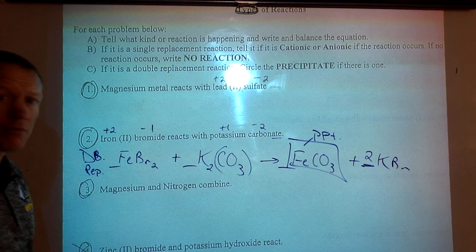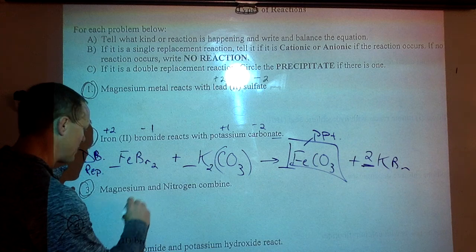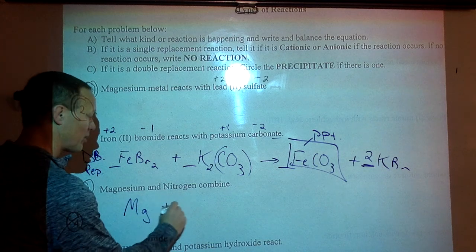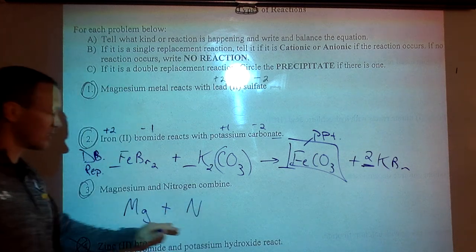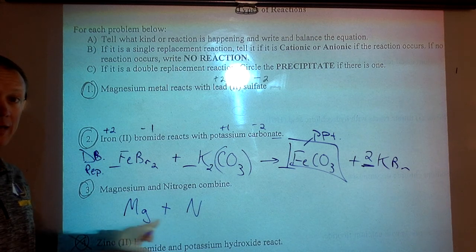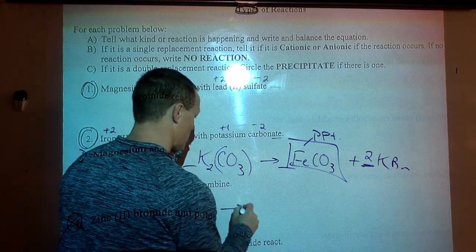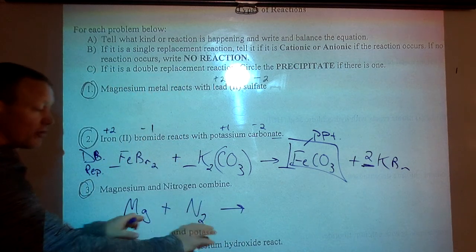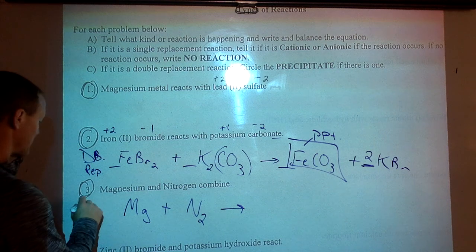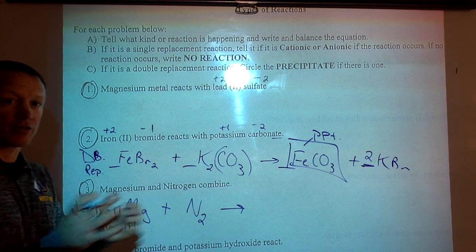Third one, magnesium and nitrogen combine. So we have magnesium plus nitrogen. Always look and see if those are diatomics when they're by themselves. Magnesium is not one of the diatomics. Nitrogen is diatomic. So they're going to combine and make a compound. So this is going to be a synthesis reaction, taking two things, making them into one.